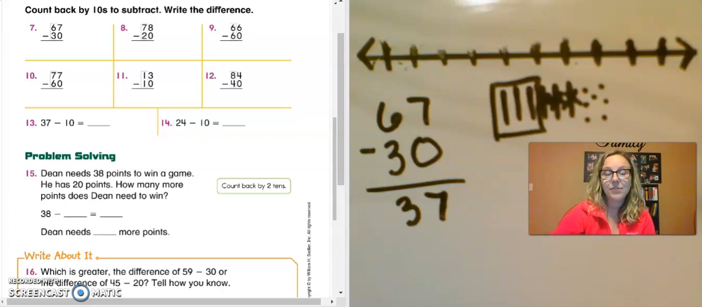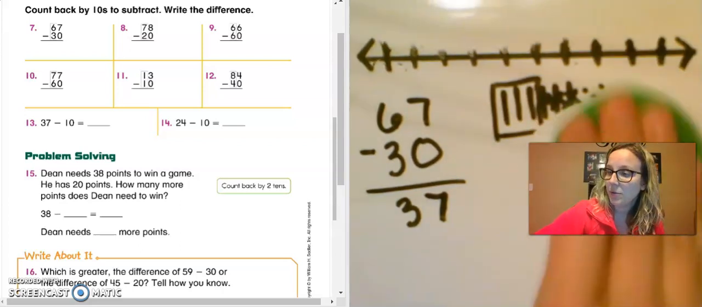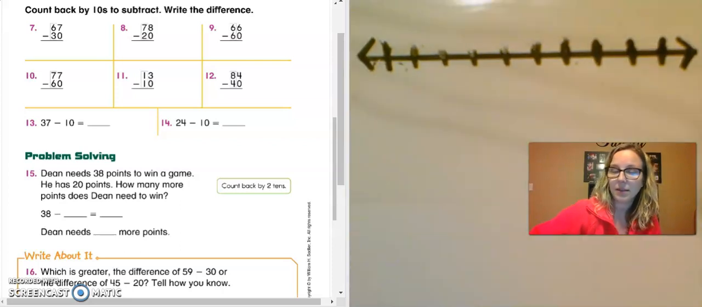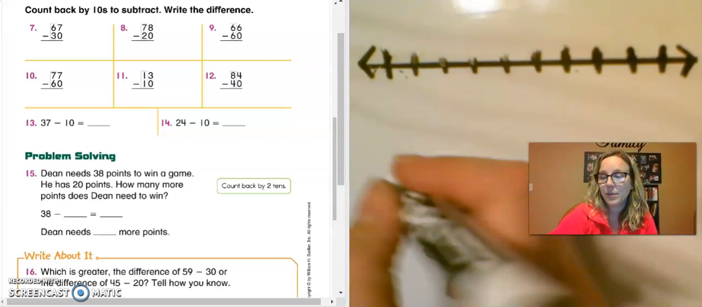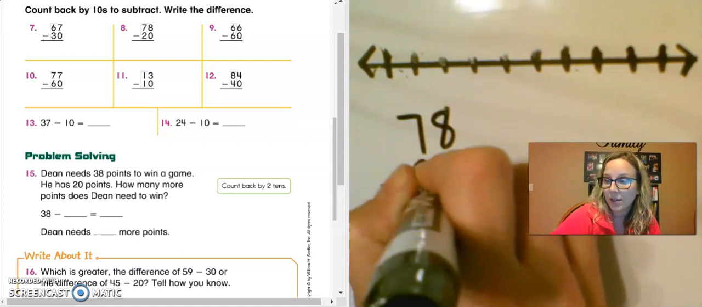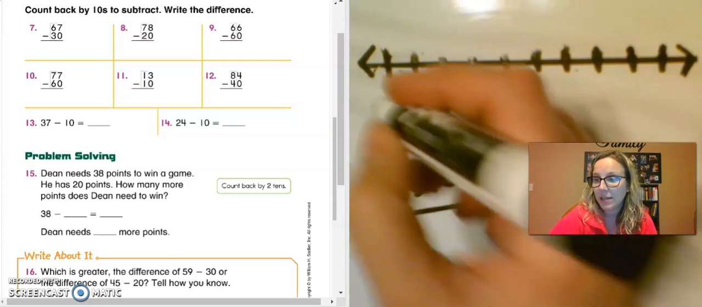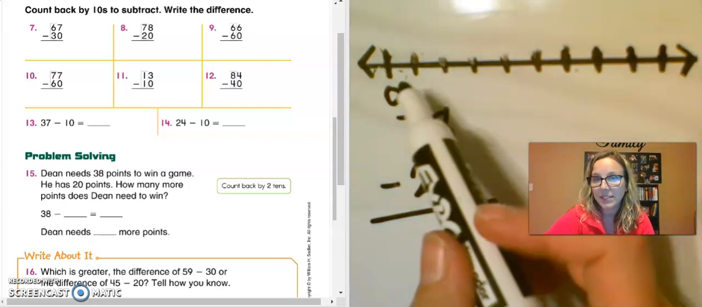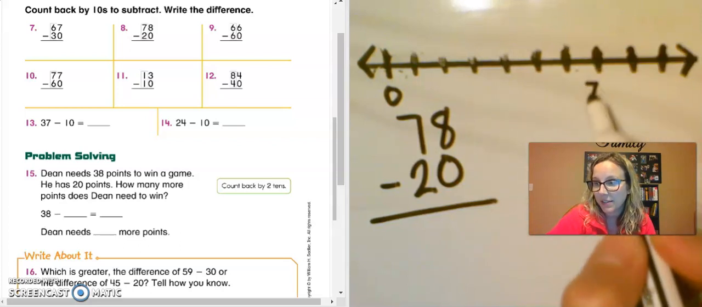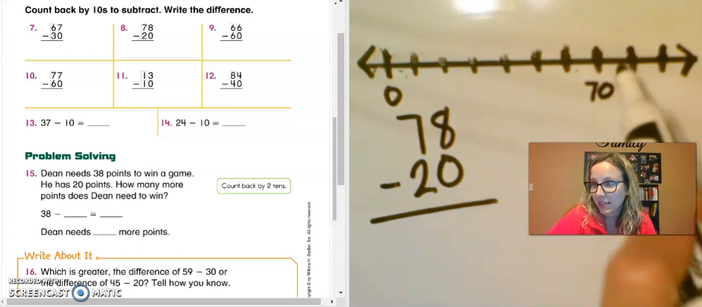All right, now for number 8, I'm going to do it using the number line method. So for number 8, we have 78 take away 20. So on my number line, if we start at 0, this is 10, 20, 30, 40, 50, 60, 70. So 78 would be up in here.